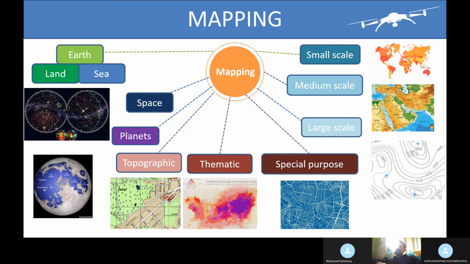This kind of map uses different artistic features, artistic techniques, color, lines, shadowing, and so on. And the next kind of map is a special purpose map. For example, a real estate map, or tourist map, or military map, or nautical chart.